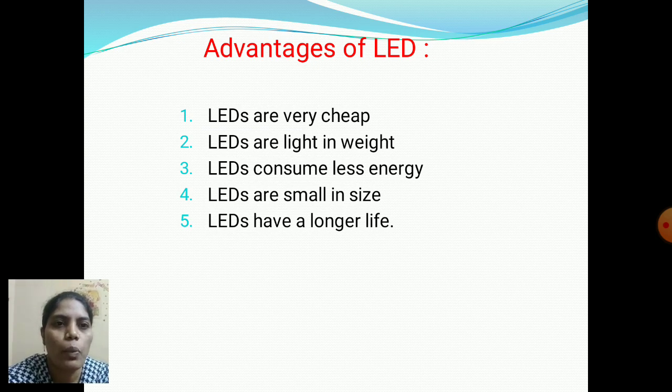Now here are some advantages of LED. LEDs are very cheap. LEDs are light in weight. They consume less energy. They are small in size and they have a longer life. Advantages: they are very cheap. They are light in weight. And they are small in size. They have a longer life.